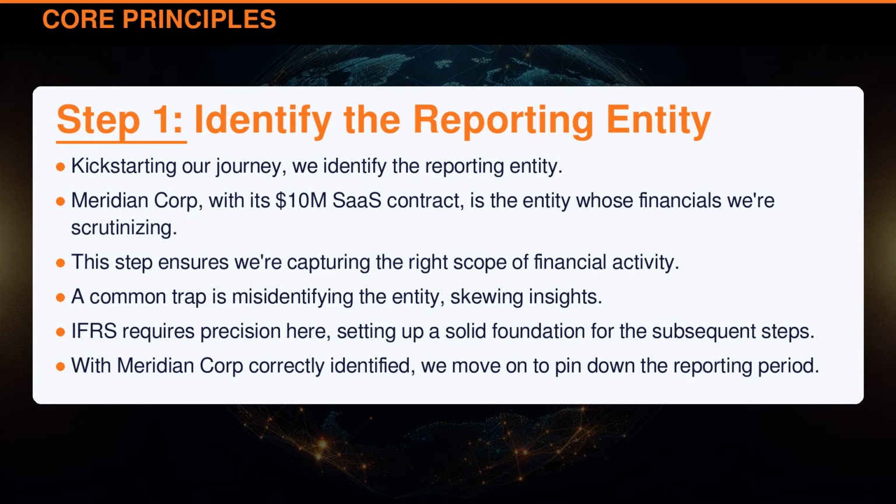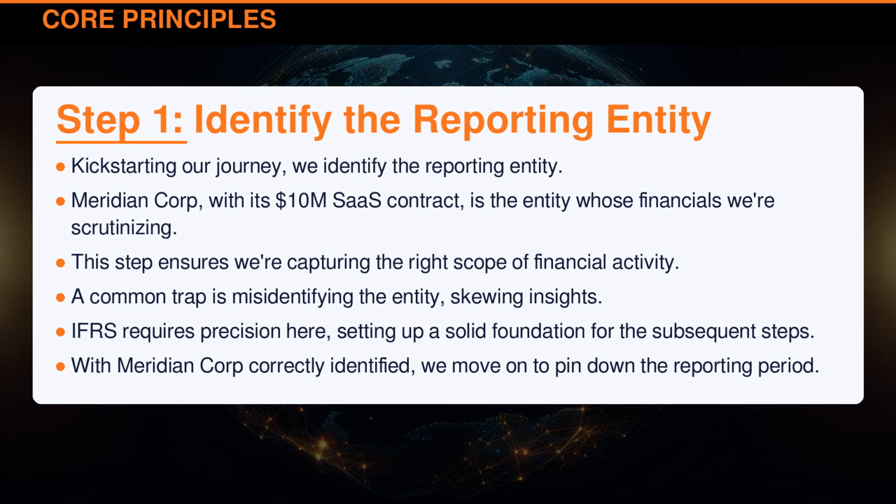Kickstarting our journey, we identify the reporting entity. Meridian Corporation, with its $10 million SaaS contract, is the entity whose financials we're scrutinizing. This step ensures we're capturing the right scope of financial activity. A common trap is misidentifying the entity, skewing insights. International Financial Reporting Standards require precision here, setting up a solid foundation for the subsequent steps.